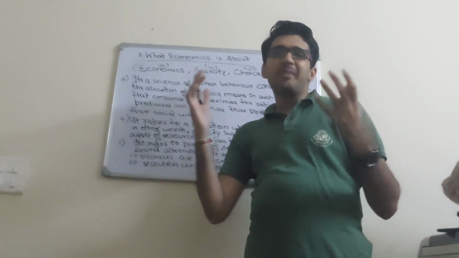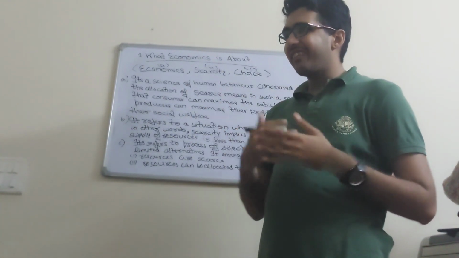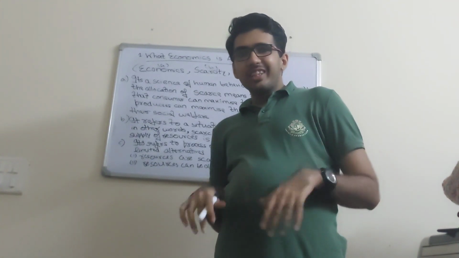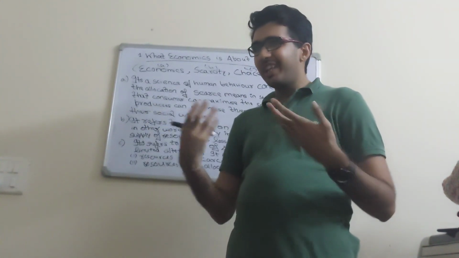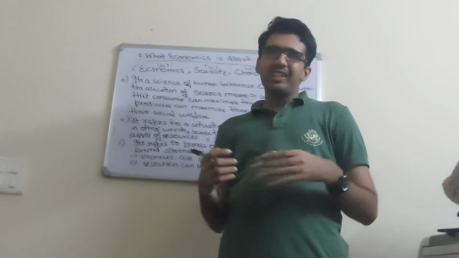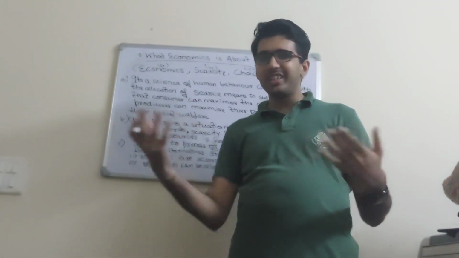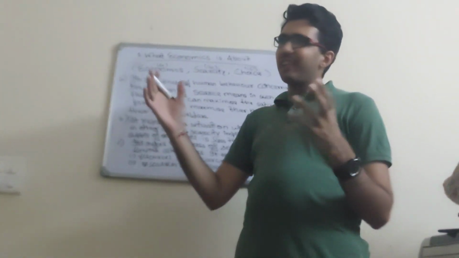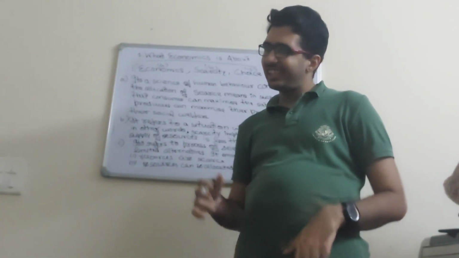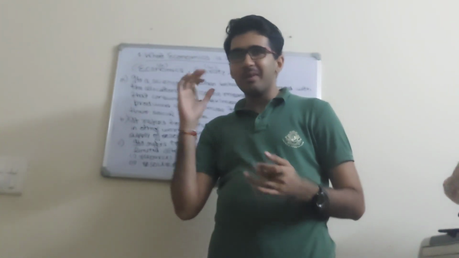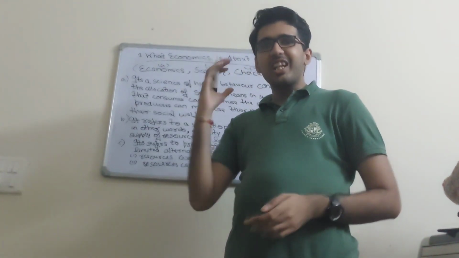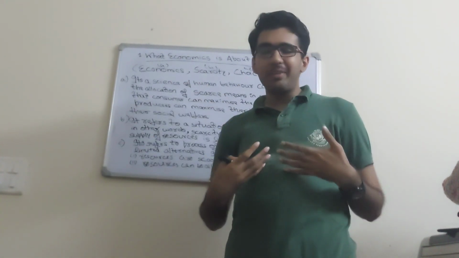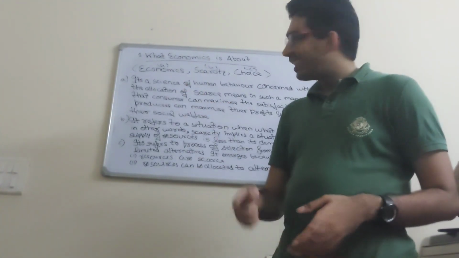Human wants are unlimited. If you ask anyone, if I ask you, a middle class man, poor people, they will give you a very big list. We want this, we want that. Even if you go to rich people, they can also give you a very big list. So human wants are unlimited, even for rich people.